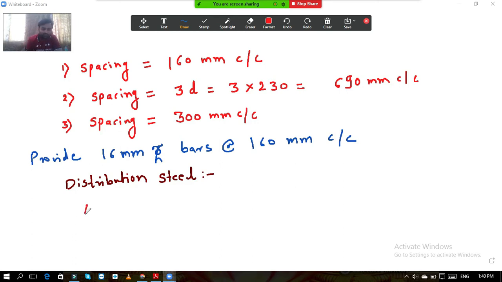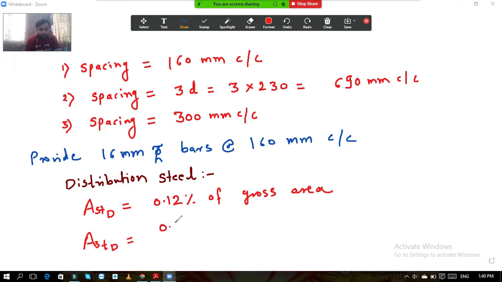So that you have already studied in DCS-I. Many times we have referred this from the IS code, so now I am taking it directly. The distribution steel is 0.12% of gross area. So ASTD, distribution steel, is equal to 0.12 divided by 100 into, what is the meaning of gross area?